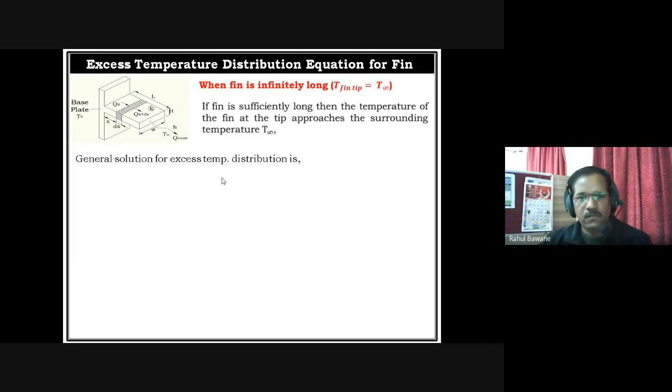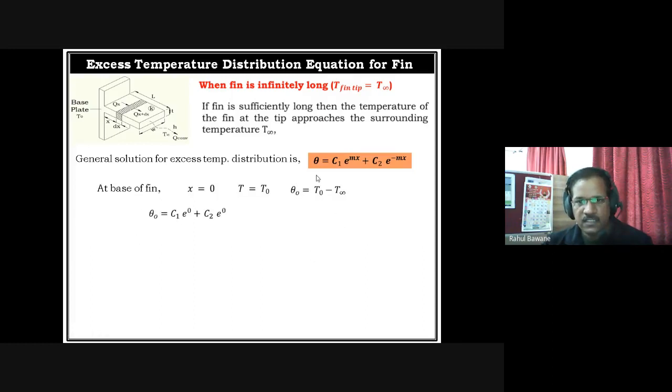So the general solution for excess temperature, we know, is theta equals C1 e^mx plus C2 e raised to the power minus mx. This is our general solution. So at the base of the fin, what are the conditions where x is 0? At the base plate, x is 0. Temperature will be T0, or many times it is denoted by TB. And if the temperature becomes T0, the excess temperature, that is theta, becomes theta 0. What is theta? Basically, theta is T minus T infinity. If the temperature becomes T0, then T minus T infinity becomes T0 minus T infinity. So this relation is denoted by theta 0.